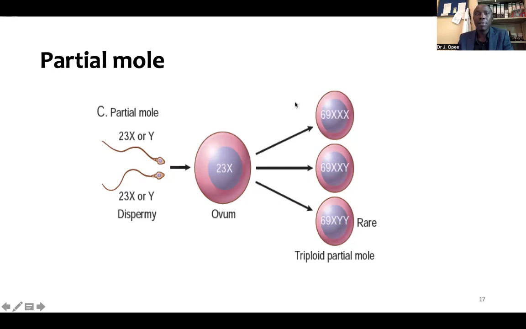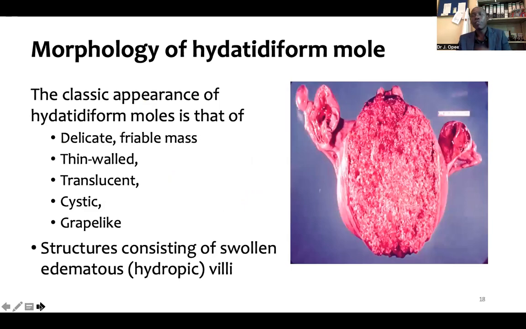So what you may even be able to see in partial mole, many of them are the 69XXX or 69XXY. And that's the complex we are talking about. The morphology, this is sometimes how you can see the tissues with fetal tissues being present. The classic appearance of this is a delicate fibrous mass with thin wall and translucent. You cannot see through. Unlike for the other one, you may be able to see through. Then they are cystic in nature, and they can look like a grape.